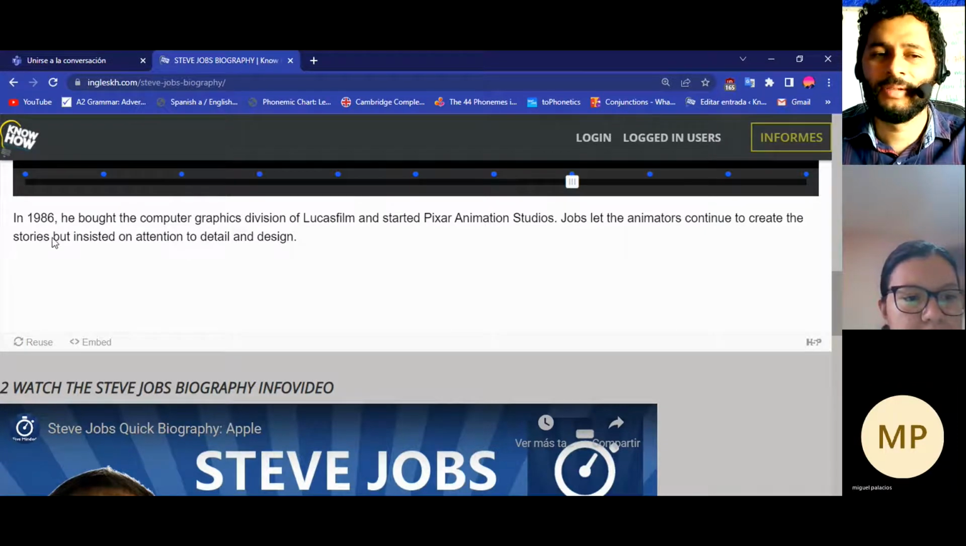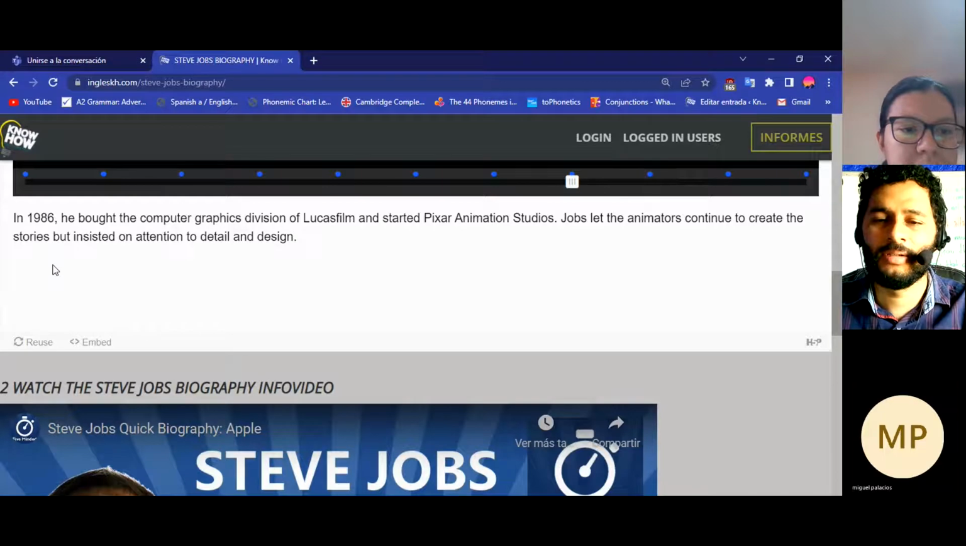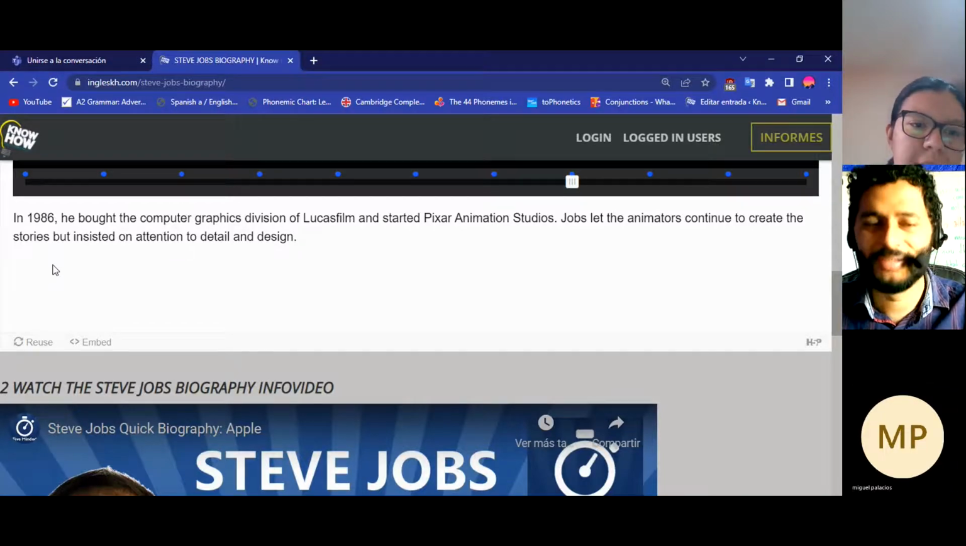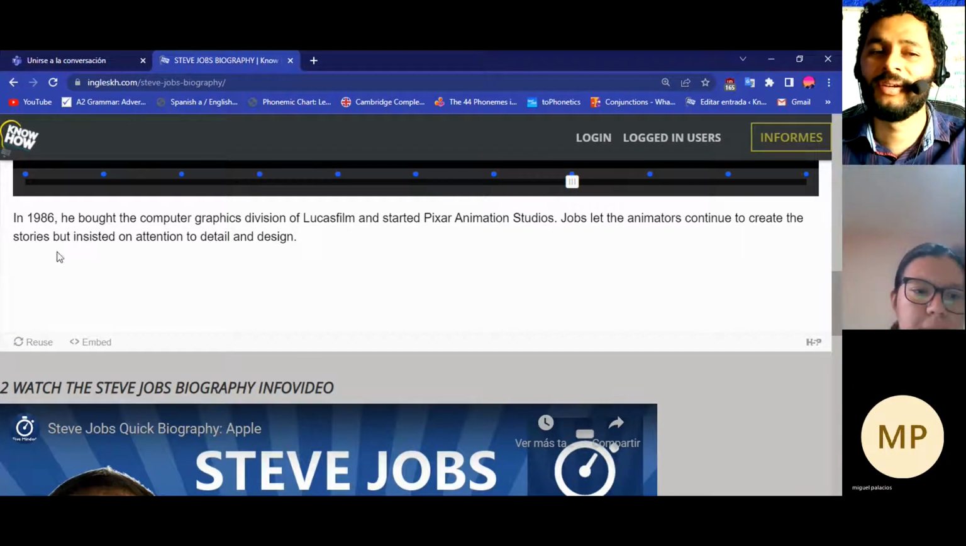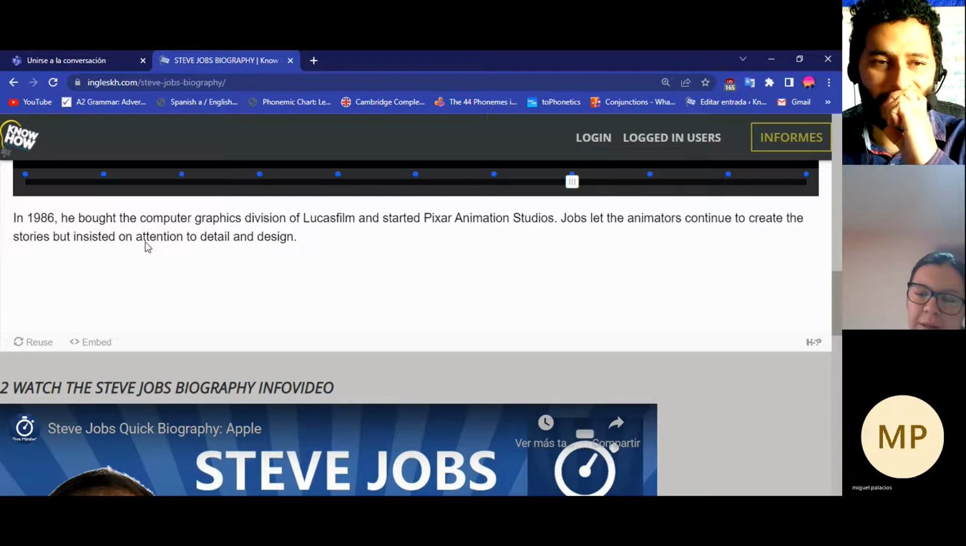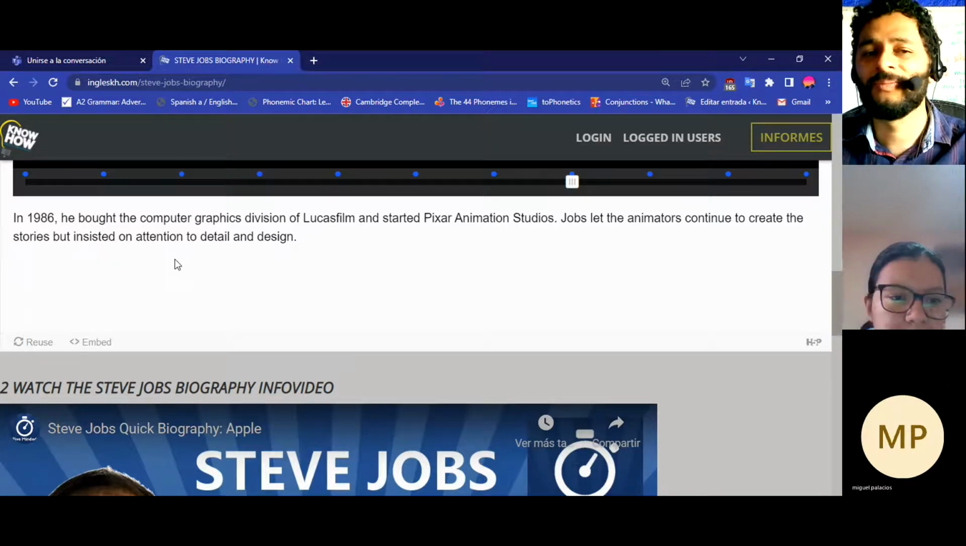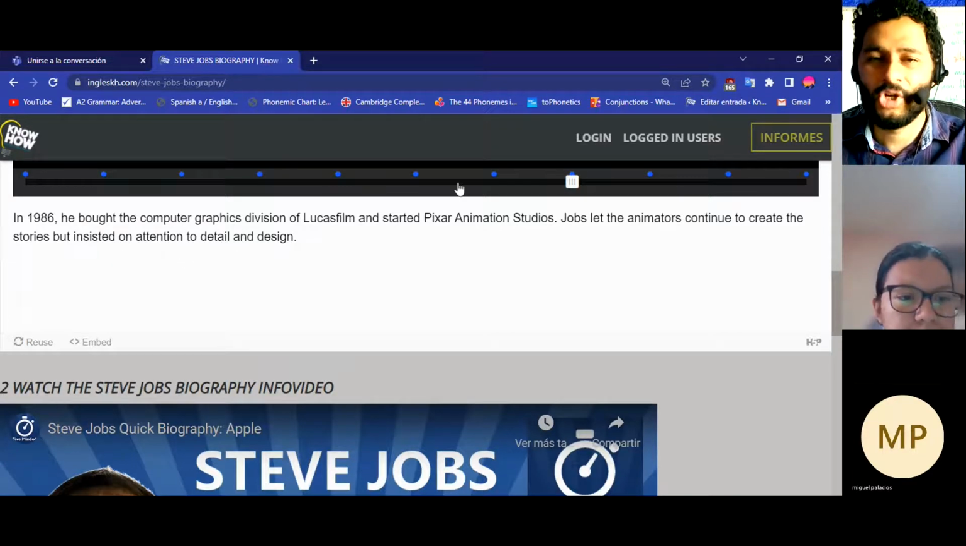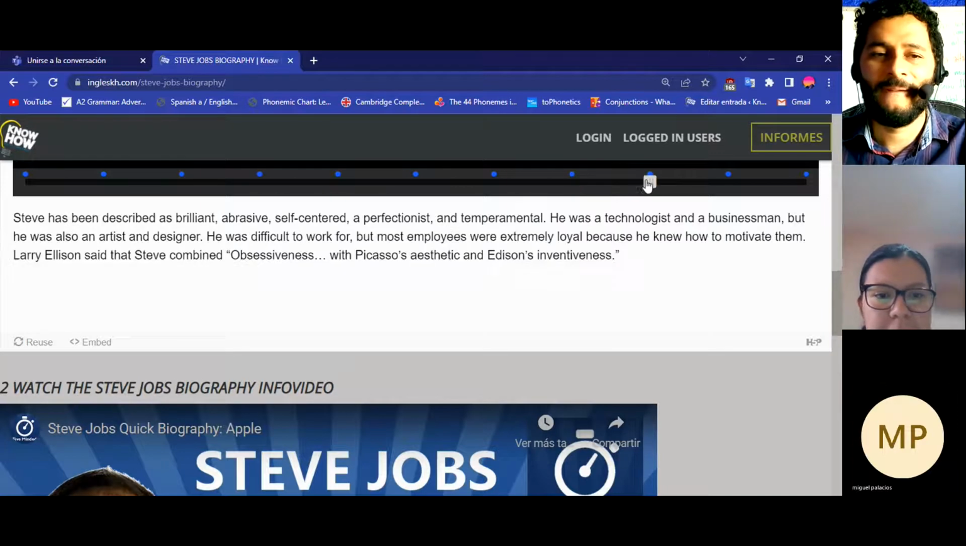The stories, but insisted on. Insisted on attention. Exactamente. Muy bien. But insisted on attention. Budding. Aquí, bueno, aquí dirás budding, ¿no? Está otra vez la T ahí. But insisted on attention. Exactamente. Insisted on. Entonces, todo eso puede pegarse, ¿no? But insisted on attention. Okay. Vale, muy bien. Okay.